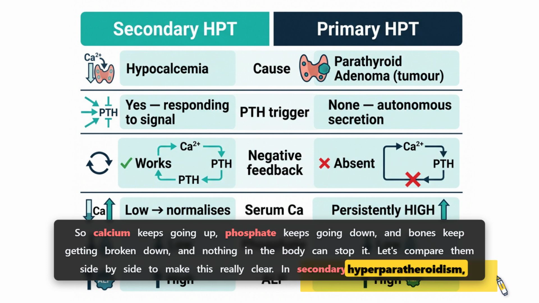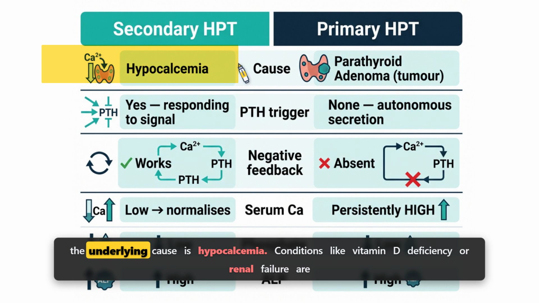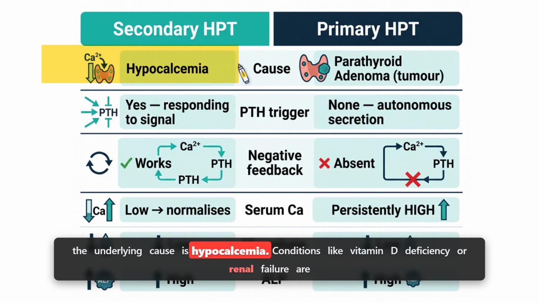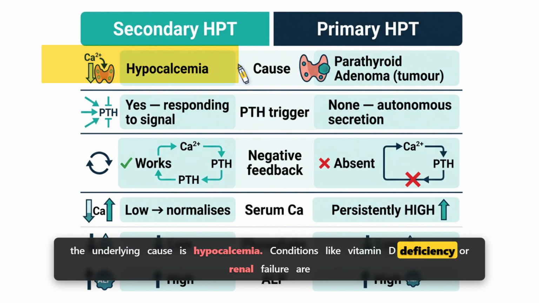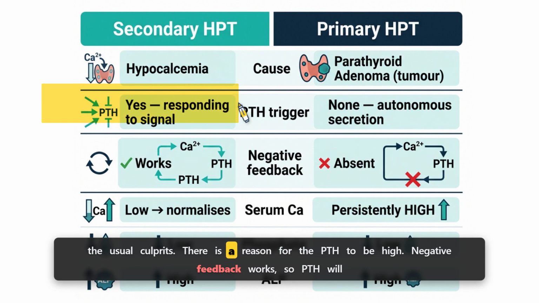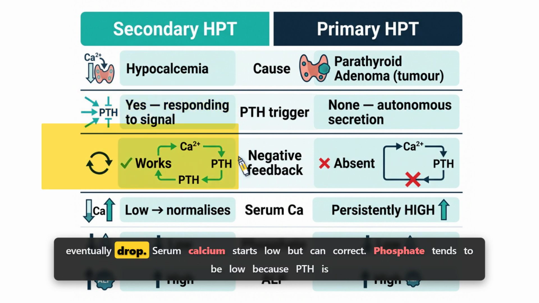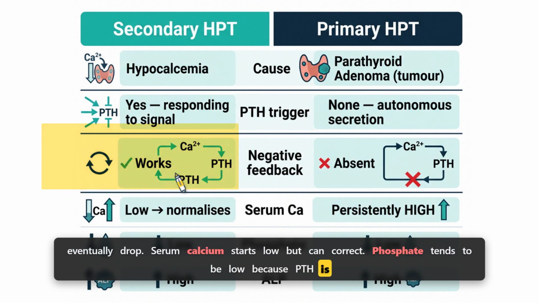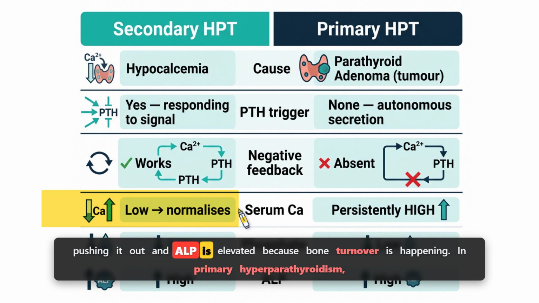In secondary hyperparathyroidism, the underlying cause is hypocalcemia. Conditions like vitamin D deficiency or renal failure are the usual culprits. There is a reason for the PTH to be high. Negative feedback works, so PTH will eventually drop. Serum calcium starts low but can correct. Phosphate tends to be low because PTH is pushing it out, and ALP is elevated because bone turnover is happening.